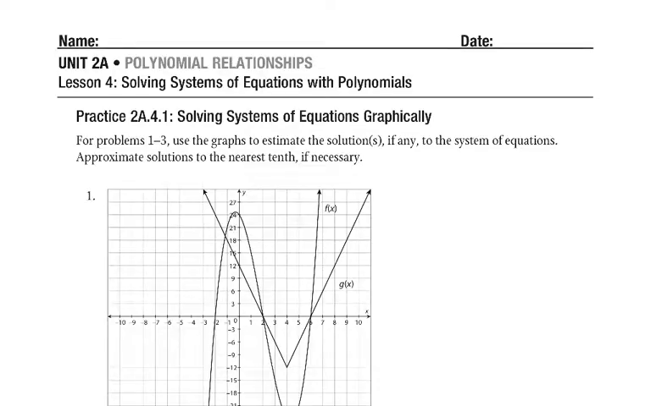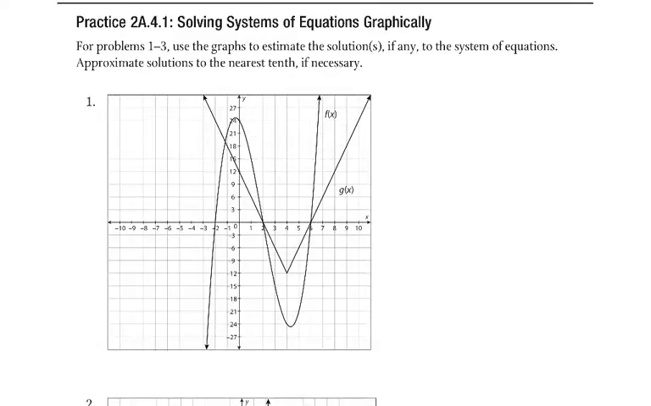Alright, Math 3, Practice 2A.4.1, Solving Systems of Equations Graphically. So we're just taking a look at these and seeing what we can understand about where they are the same. So when we're solving a system, we just want to know where two or more graphs intersect. Now we're dealing with different kinds of graphs than we did in Math 1 when it was just two linears.